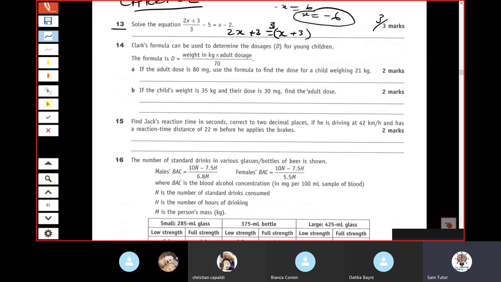Okay. These ones are easy. Find the adult dosage. So you're just going to find this, which means you'll have to times by 70 and then divide by the weight. Simple.